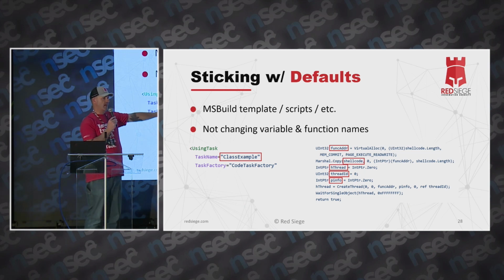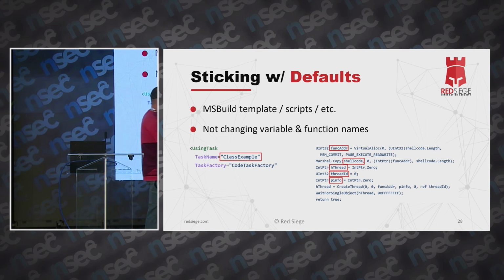It's got a task name, class example. It can be anything, but the 3G student uses class example. There's one default. We also have several things. We need to allocate memory and copy our shellcode into that. And it creates a variable called funcadder. It also helpfully has a variable containing our shellcode called shellcode.